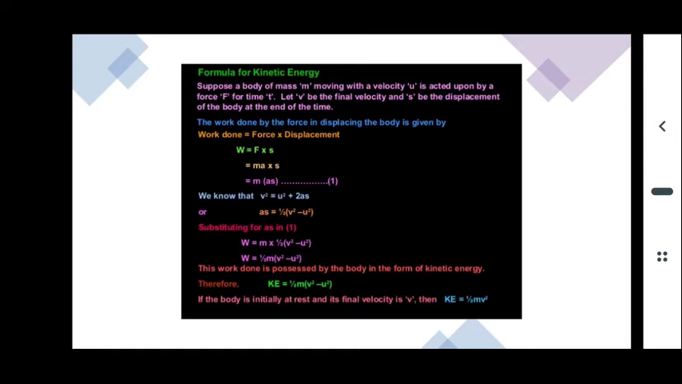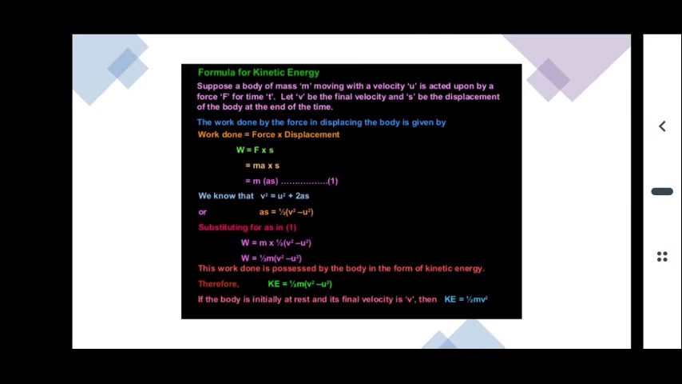So W equals m into a into s. Now, according to one of the equations of motion, v square equals u square plus 2as. Keep as on one side and bring all the other terms to the right hand side. So you will get the as value as half into v square minus u square. Substitute this as value in that equation. W equals m into as, so when we substitute, it becomes W equals m into half into v square minus u square.